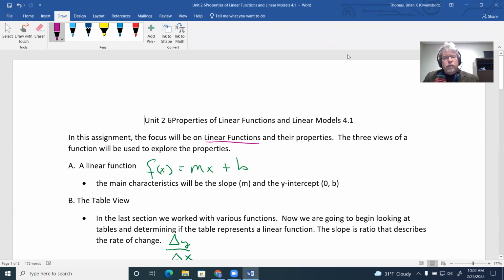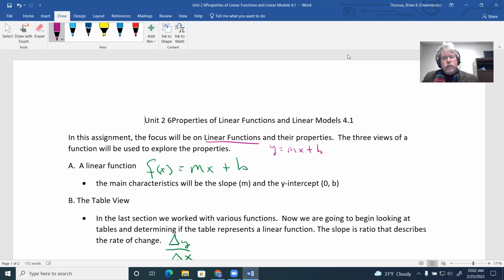Remember, there are three views of a function. We had the equation, the table, and the graph. We're mainly going to focus on the table today. So remember, a linear function by definition is just going to be f of x equals mx plus b. This comes from our earlier lesson, where y equals mx plus b was a linear equation. But now we're using function notation. We're using the f of x instead of the y.